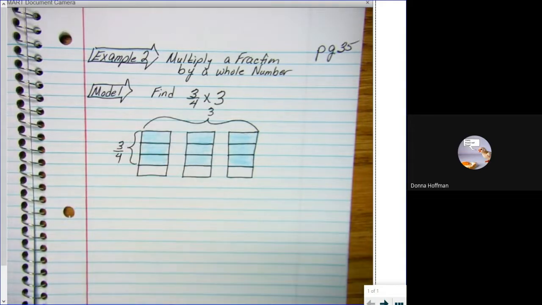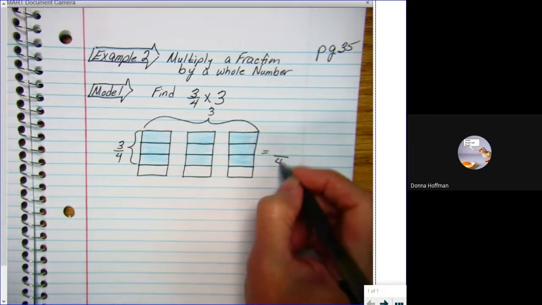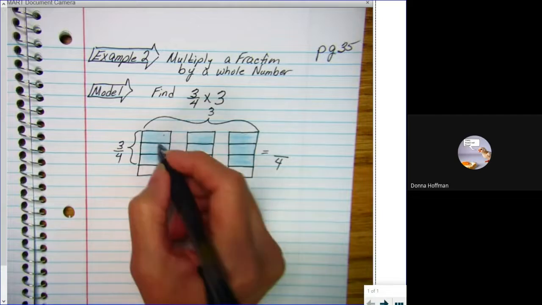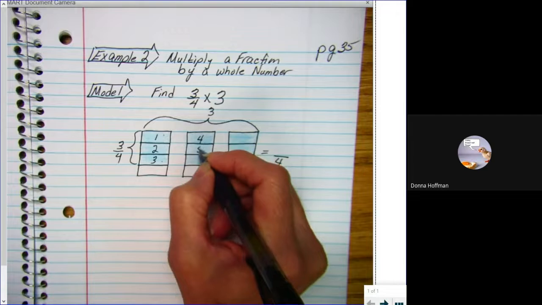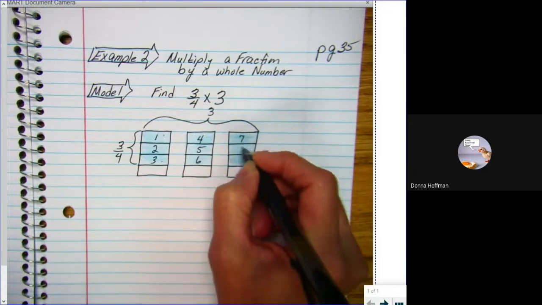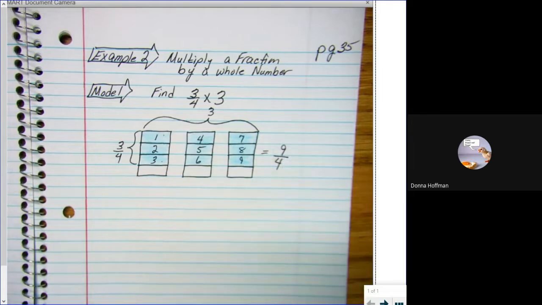So now I'm going to count how many pieces I have out of the 4. 1, 2, 3. You know what? I can just number them. 1, 2, 3, 4, 5, 6, 7, 8, 9. I've got 9 pieces of 4. I have to simplify that.